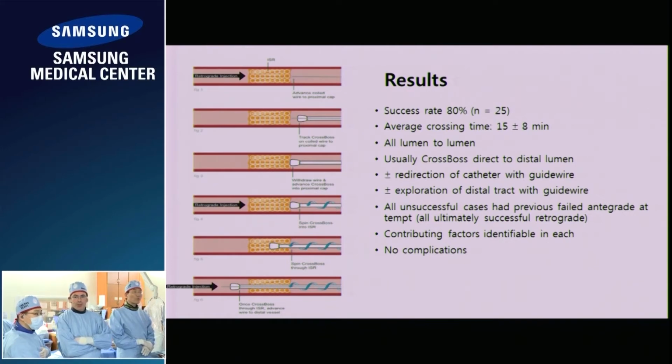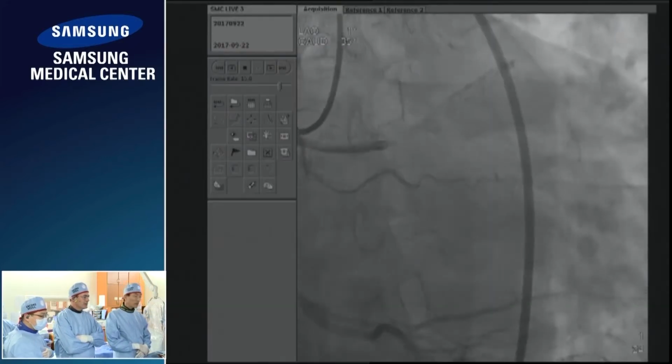Now, cross-boss isn't available currently, so we're not going to be using that today, but that's one of the approaches I think we should be thinking about in the future to simplify this type of case. Perhaps we should move on to show you what we've actually done. So please, the angiogram on the main screen.